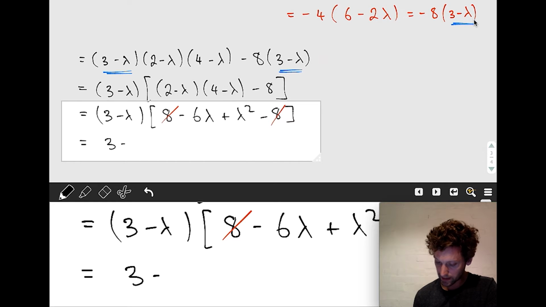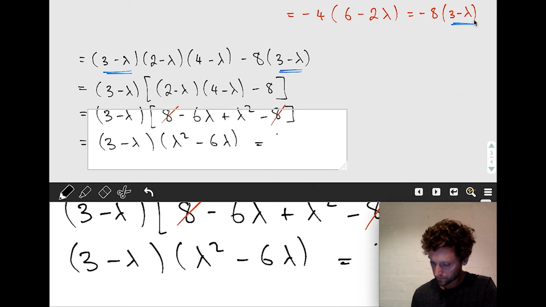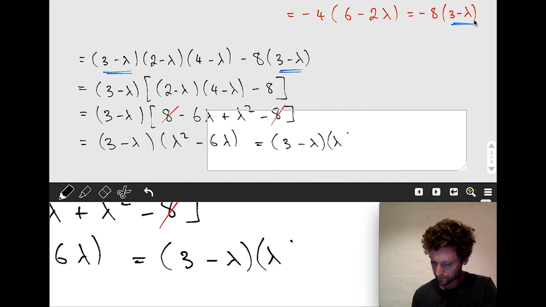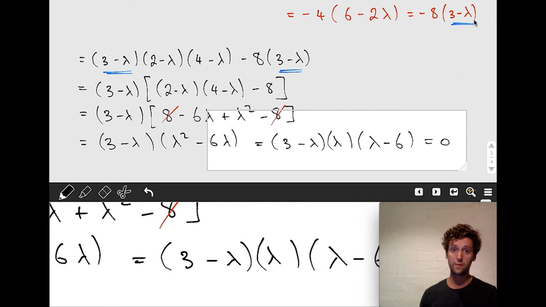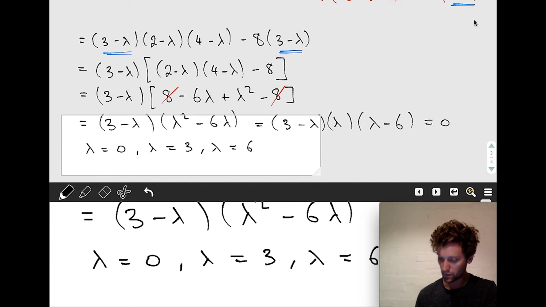We get (3 minus lambda) times (lambda squared minus 6 lambda), which gives me (3 minus lambda). Take out the factor of lambda: lambda times (lambda minus 6). So that gives me my three roots, because this thing has to be equal to 0. I've got something times something equals 0, which means at least one of those things has to be equal to 0. So lambda is equal to 0, lambda is equal to 3, or lambda is equal to 6. Those are my eigenvalues.